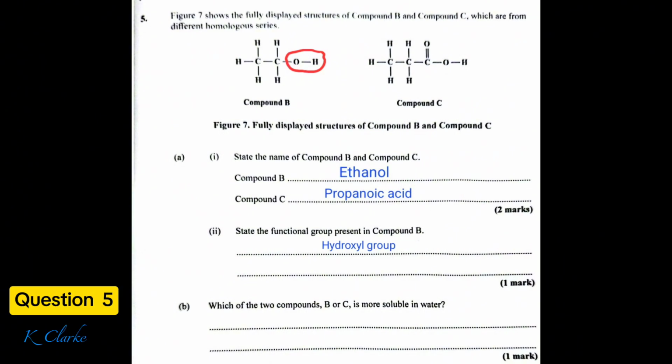B. Which of the two compounds, B or C, is more soluble in water? Compound C is more soluble in water because it is a carboxylic acid containing the carbonyl group C=O and a hydroxyl group OH, and the presence of these functional groups are capable of forming hydrogen bonds with the molecules of water.